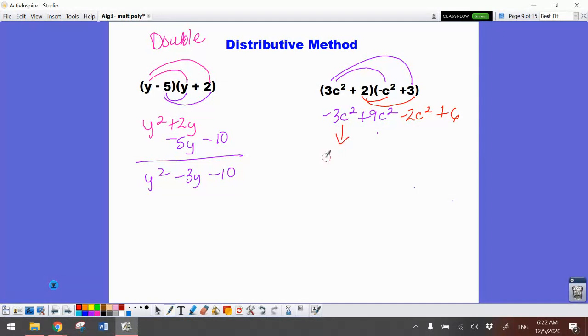Combining my like terms, I see that this needs to be a 4. Minus 3c to the 4th. These two are like terms. So plus 7c squared plus 6. So again, your choice. Area model or the double distribute, writing vertically or writing horizontally. It doesn't matter which way you prefer.